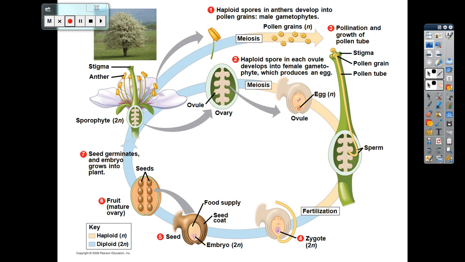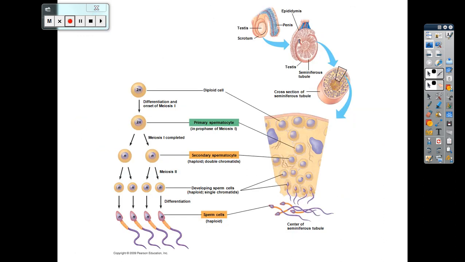Okay. The last thing on that packet then was the gametogenesis of humans. Gametogenesis is just one big long word that means the beginning of gametes, right? Genesis is the beginning of something, gameto standing for the gametes. Then we break that down into spermatogenesis, forming the sperm, and oogenesis, forming the eggs.